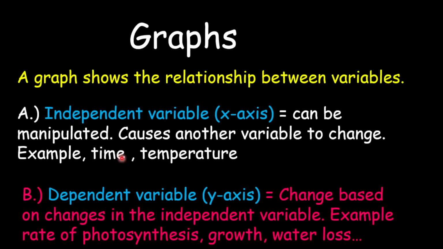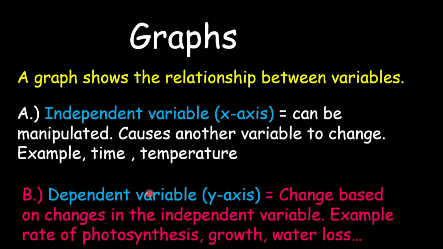An example of this is time. What change will occur over a certain time? Temperature is another independent variable. Temperature can cause something else to change, for example, evaporation. So the more heat you have, the higher the evaporation rate.